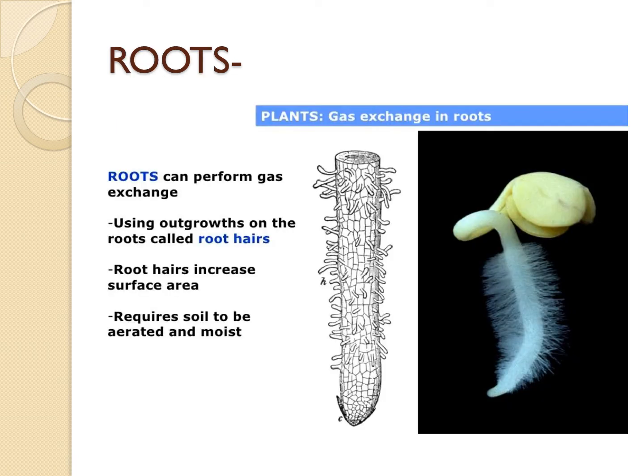The last is the case of roots. So here we will see how roots can perform the gaseous exchange. Whenever we see any roots, the roots have small and very thin outgrowths on their whole surface, which are called root hairs. So these root hairs increase the surface area, and the soil must be aerated and moist for the gaseous exchange. So if the soil is very aerated and moist, then we can say that the gaseous exchange can occur very nicely.